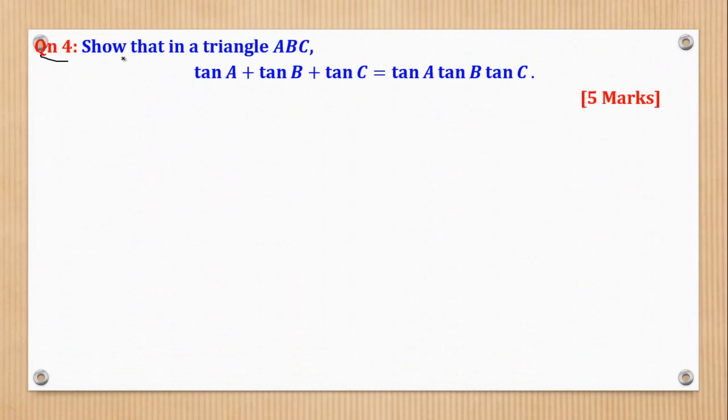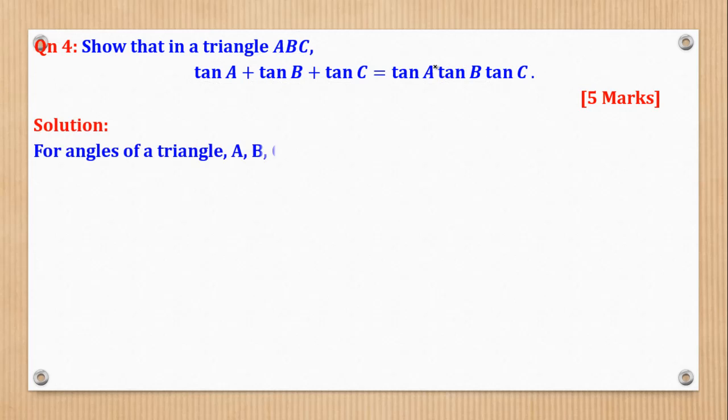Then question 3 came from further topics in trigonometry under the section of angles of a triangle. So it says, show that in a triangle ABC, tan A plus tan B plus tan C is equal to tan A, tan B, tan C, everything multiplied.